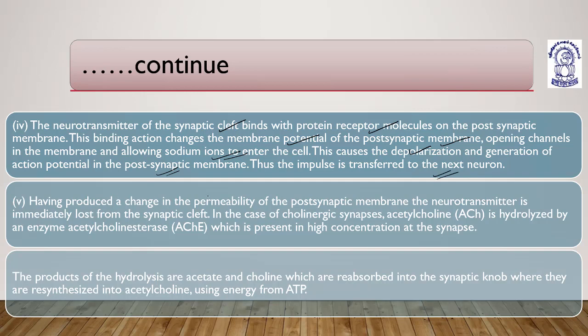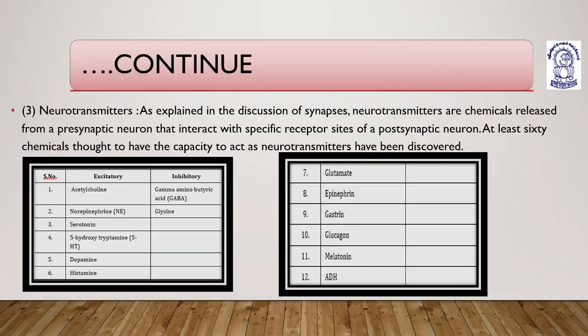Having produced a change in the permeability of the postsynaptic membrane, the neurotransmitter is immediately lost from the synaptic cleft. In cholinergic synapses, acetylcholine is hydrolyzed by the enzyme acetylcholinesterase, which is present in high concentration at the synapse. The products of hydrolysis are acetate and choline, which are reabsorbed into the synaptic knob, where they are resynthesized into acetylcholine using energy from ATP. So the process of acetate plus choline into acetylcholine is an active process.